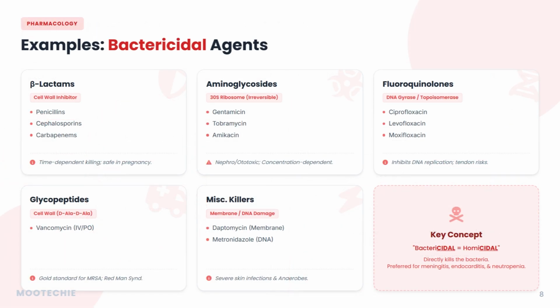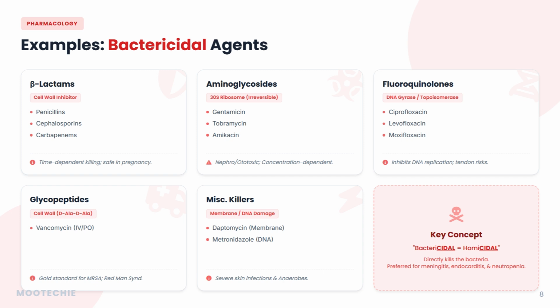Pharmacology. Examples of bactericidal agents. Starting with beta-lactams, which are cell wall inhibitors. This family includes penicillins, cephalosporins, and carbapenems. They exhibit time-dependent killing and are generally safe in pregnancy.